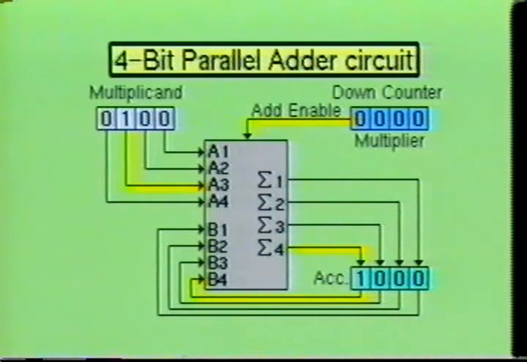At this point, the multiplier will once again decrease by 1 and enable the adder stage, causing it to add the inputs A1 to A4 to that of B1 to B4. When the adder stage adds the 4 from the multiplicand with the 8 from the accumulator, the new sum will be 1100 or binary 12. When the down counter reaches 0000, it will no longer enable the adder stage, and the problem is completed.